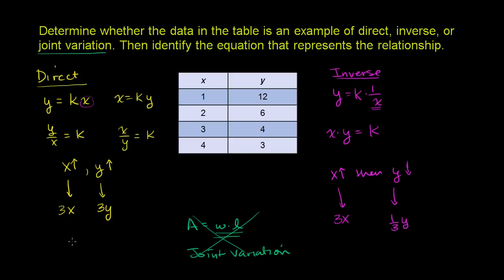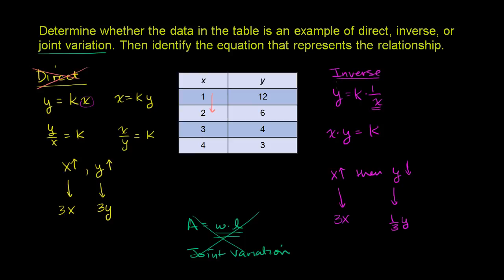And let's look at the telltale signs. As x goes from 1 to 2, what is happening to y? y is going from 12 to 6. So as x is going up by a factor of 2, y is being multiplied by 1/2. As x goes from 1 to 3, being multiplied by 3, y is multiplied by 1/3. So it's definitely not direct variation. As x increases, y is decreasing.